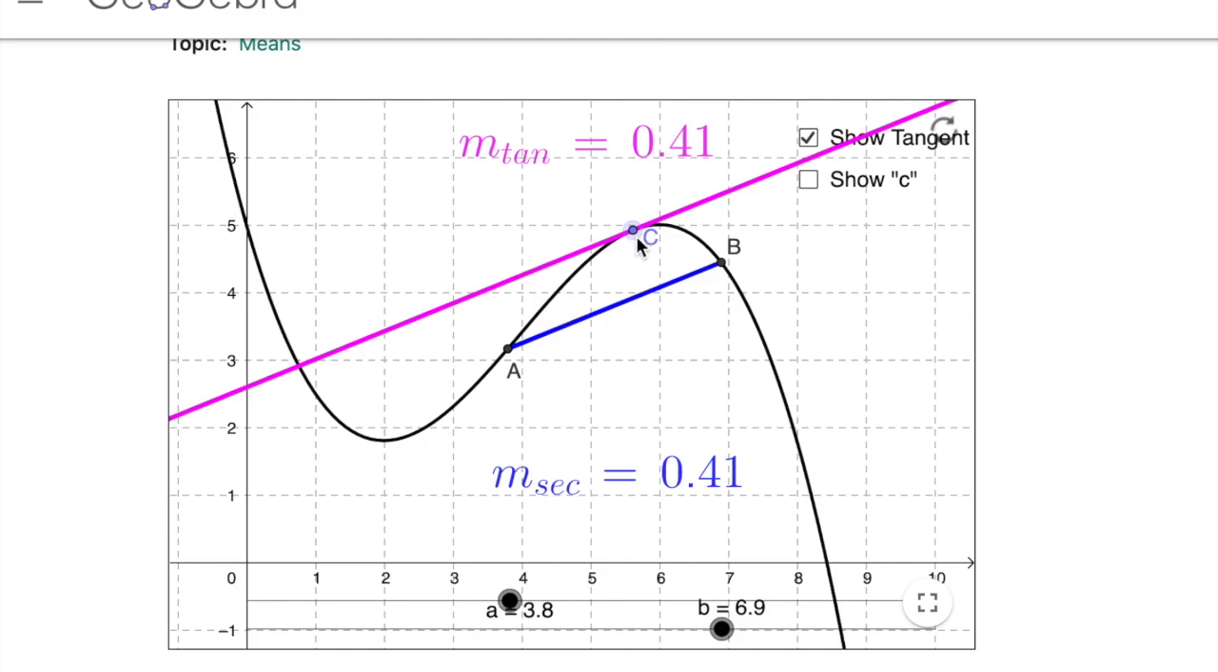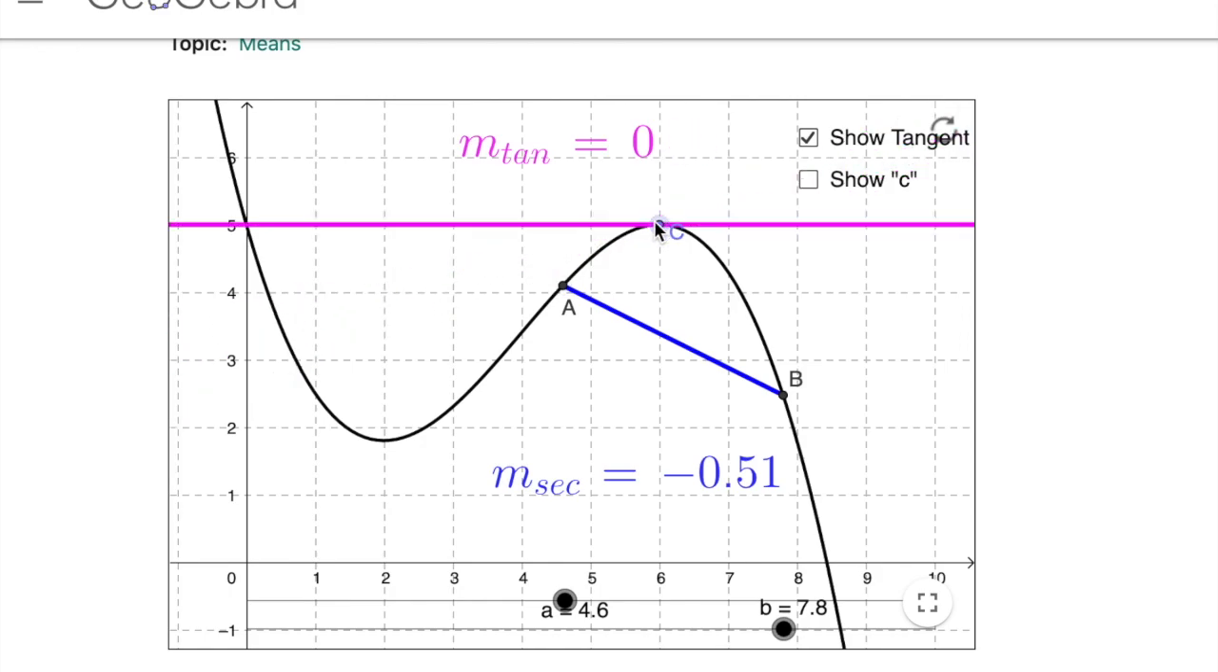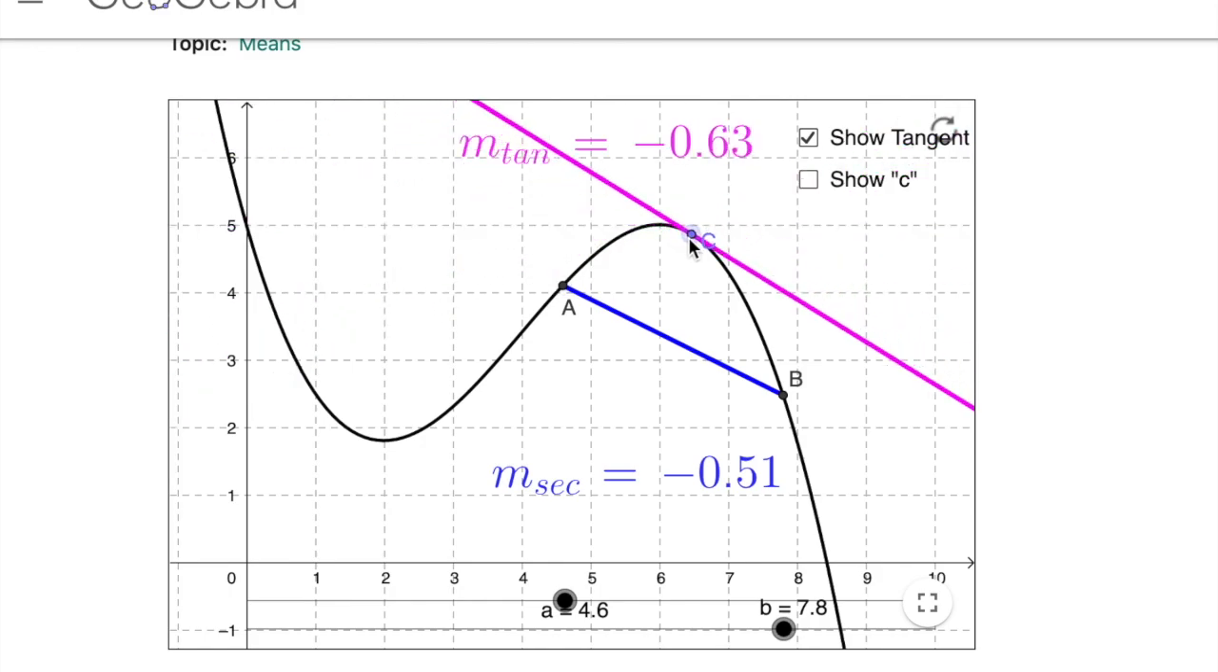But notice c does not have to be halfway between a and b. There just has to be somewhere in that interval where that tangent line slope is equivalent to the secant line slope, where the derivative is equal to the average rate of change. And of course, you can change it, but there's still going to be at least one time, if not several times.